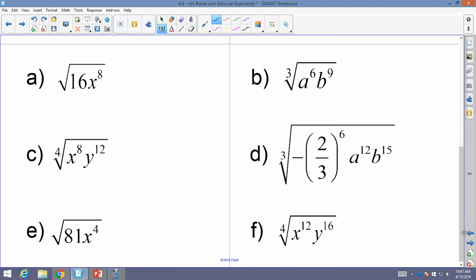So let's simplify. Square root of 16x to the 8th. Okay. Square root of 16 is 4. That's pretty easy. How many times does 2 go into 8, guys? So that's x to the 4th. I pulled an even out of an even. We're golden.